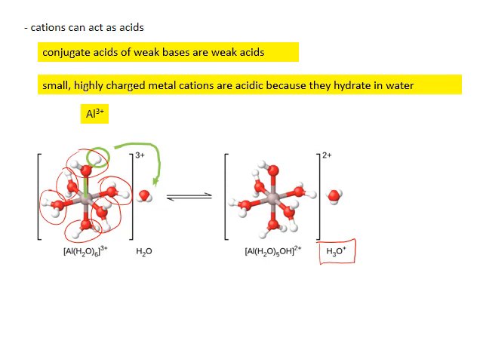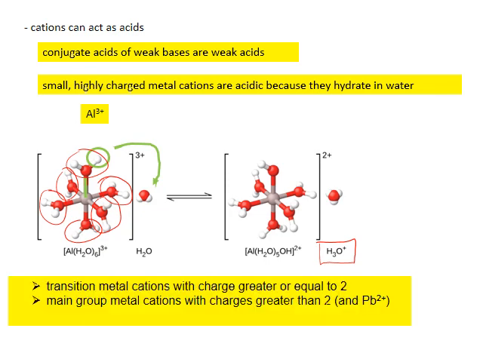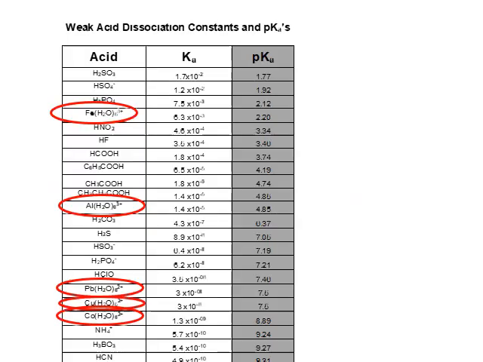What kind of metal cations do this? Transition metal cations that have a charge greater than or equal to 2+, or main group metal cations that have a charge greater than 2+, and then we also have an additional example of lead 2+ cations. Usually, a metal cation will form bonds to either 2, 4, or 6 water molecules. If not otherwise stated, assume 6 water molecules. Notice the highlighted examples of metal cations on this slide and their corresponding Ka values.